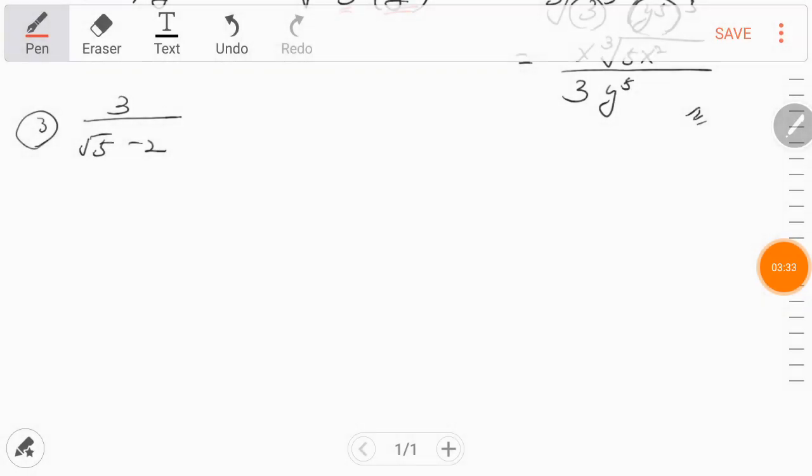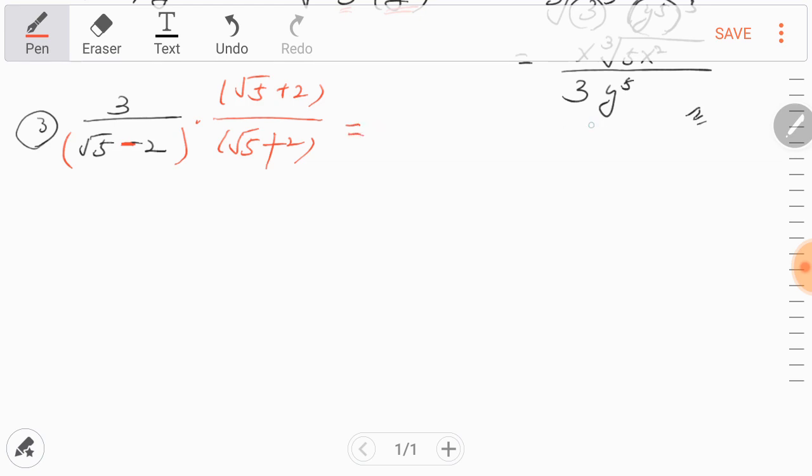Okay, number 3. We have to rationalize the denominator. Rationalize the denominator means the denominator contains a radical, so we have to get rid of the radicals. One way to get rid of the radical is to multiply both top and bottom by the conjugate of the denominator. The conjugate is what? Just change the sign. Minus 2 to plus. So square root of 5 plus 2. That's the conjugate of the denominator. So we have to multiply by the same conjugate.